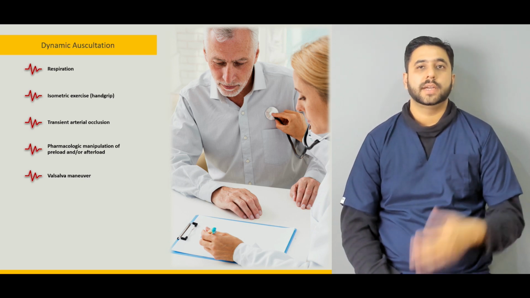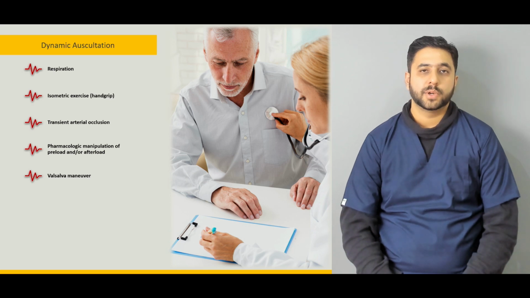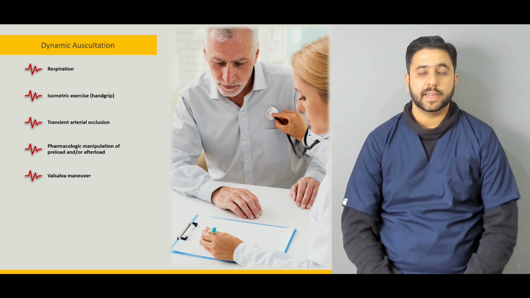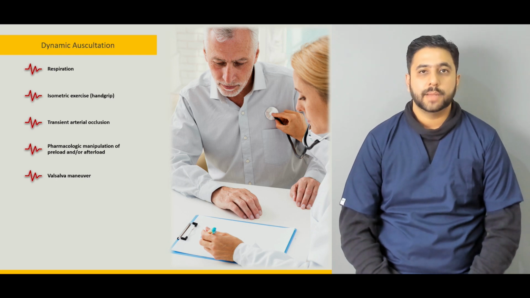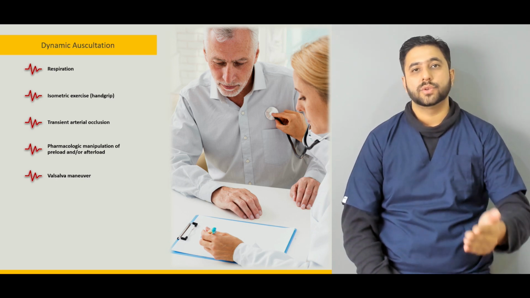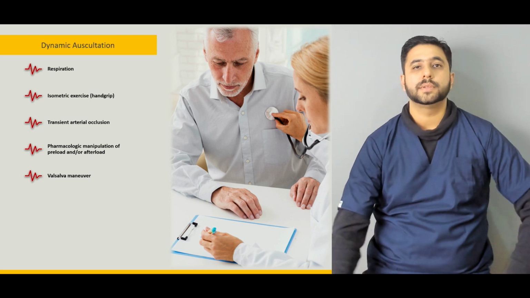As I just told you, with a decreased preload, the murmur of hypertrophic cardiomyopathy will start increasing. It will increase in intensity. The murmur of mitral valve prolapse will increase in intensity. The aortic stenosis murmur will go down, and the rest of the murmurs are also going down.